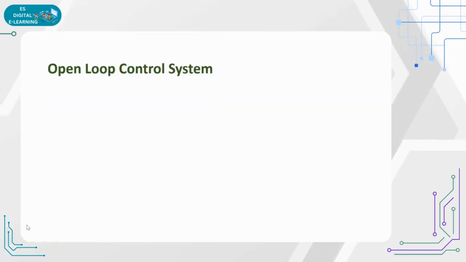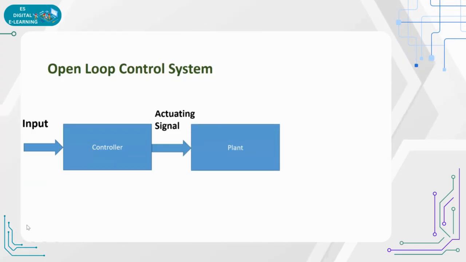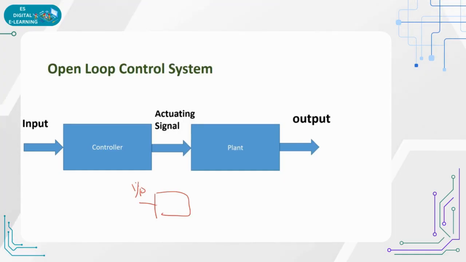Next, coming to the open loop control system, write down open loop control system. We give the input to the controller, our microcontroller, and we adjust the values. Whether it is a computer or anything, that will be the plant, we can say. Then the output. You can simply write: input, open loop system, and output.